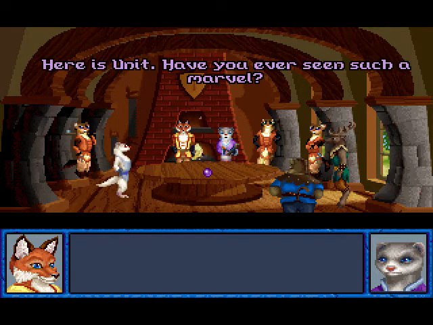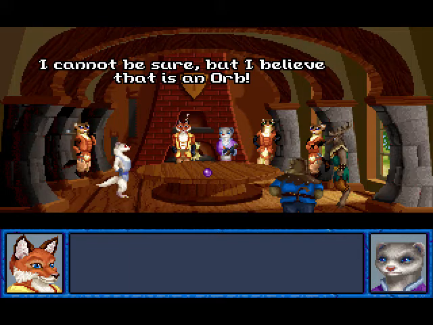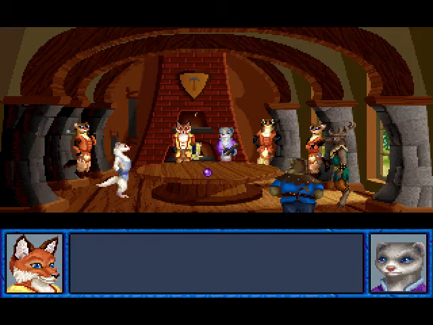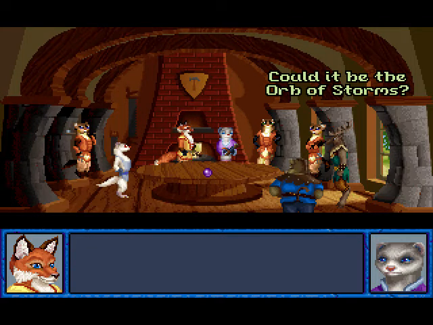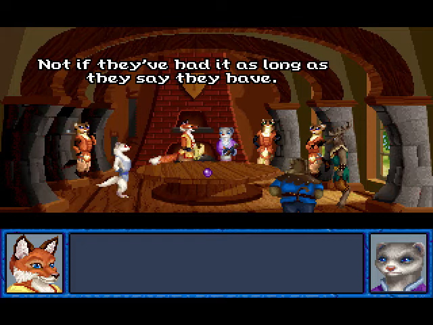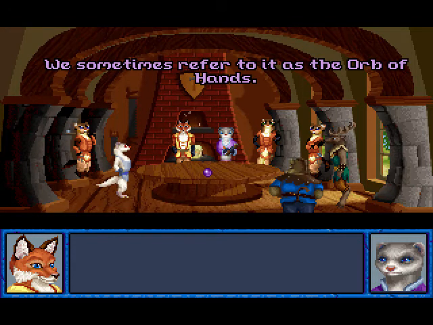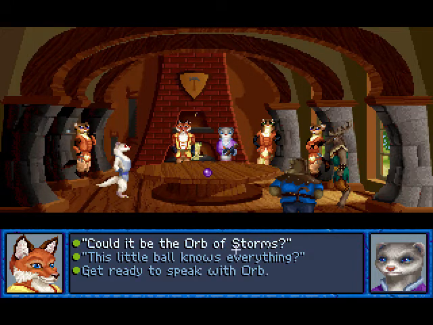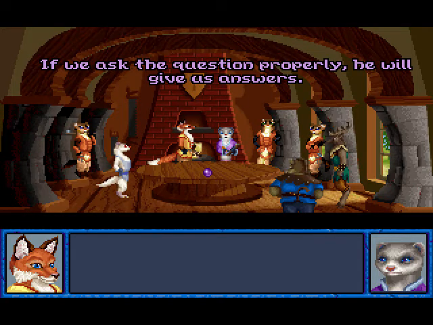Here is Unit. Have you ever seen such a marvel? I cannot be sure, but I believe that is an orb. It's obviously not. Could it be the Orb of Storms? Not if they've had it as long as they say they have. It must be another orb. We sometimes refer to it as the Orb of Hands. This little ball knows everything. If we ask the question properly, he will give us answers.